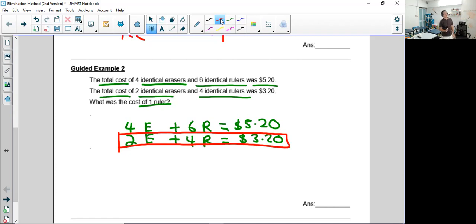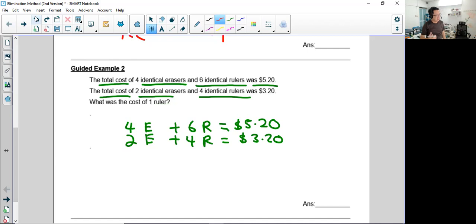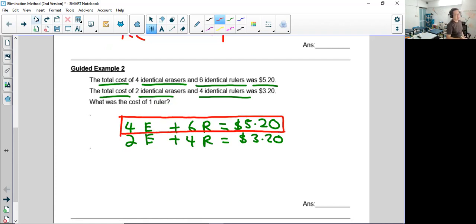Which one should we play with? We want to find 1 ruler. So I think we should look at the first statement. You can see there's more thinking involved, a little bit more thinking to know which statement to look at and to manipulate. Just now I boxed the statement below, but thinking a little bit more, I think the top statement is better, because I am going to divide by 2 and I get 2 erasers.